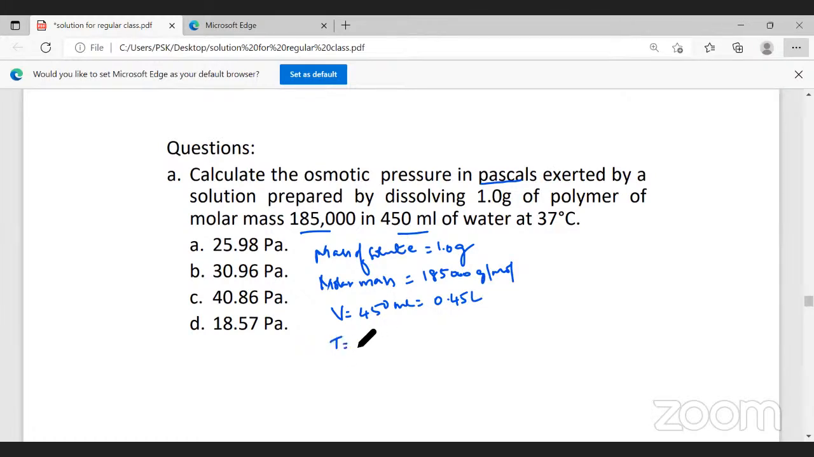Temperature they have given is 37 degrees Celsius, converted into the Kelvin scale. What's the conversion factor? 37 plus 273. That will be equal to 310 Kelvin. Good. That will be 310 Kelvin.